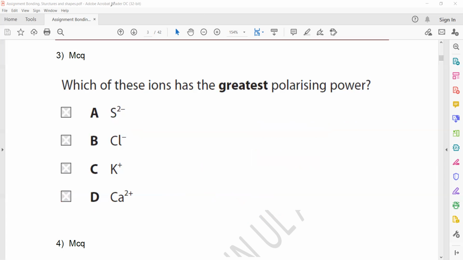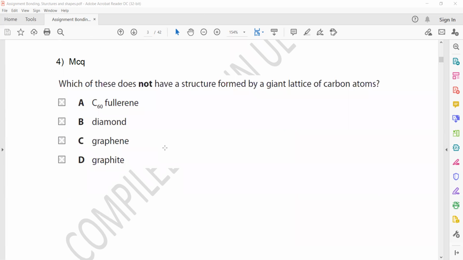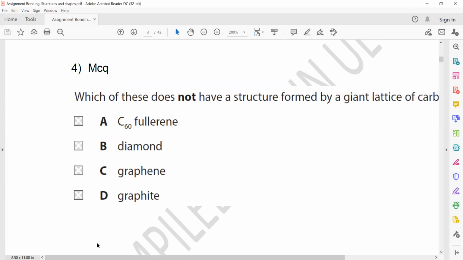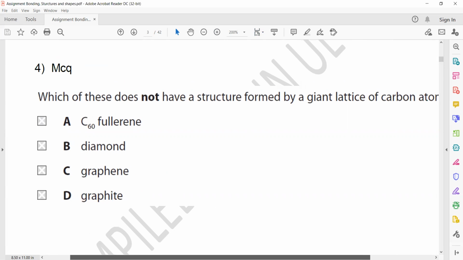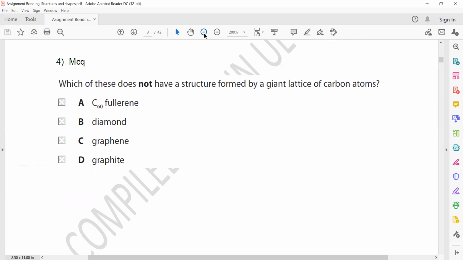Moving on to the next question. Which of these does not have a structure formed by a giant lattice? In a giant lattice, we have an infinite number of atoms. So fullerene C60 means there are 60 carbon atoms. So this is finite, so it means we have a finite number of atoms.